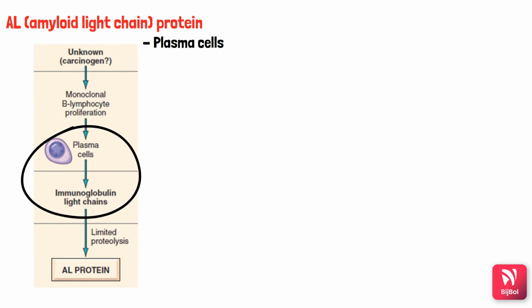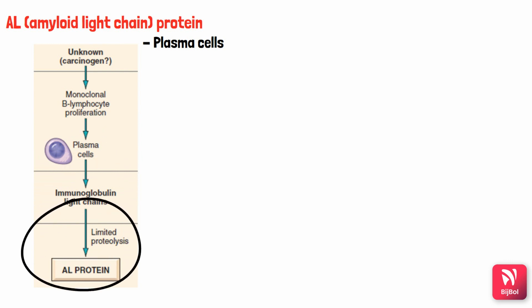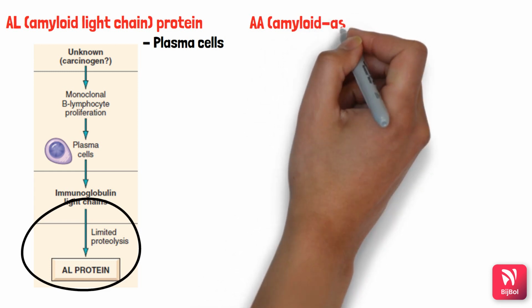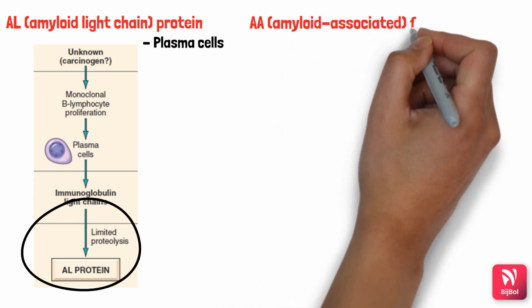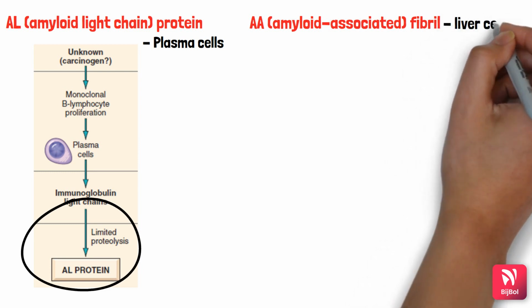As plasma cells proliferate, definitely immunoglobulins will be deposited, and here these are abnormal plasma cells, right? Whatever immunoglobulins are deposited will also be abnormal, so they will not undergo degradation. There will be very limited proteolysis resulting in amyloid protein formation, and the amyloid which is formed is AL protein, that is amyloid light chain protein, which is seen in plasma cells. Next we will see amyloid associated fibril, AA.